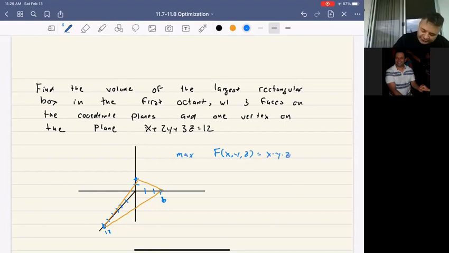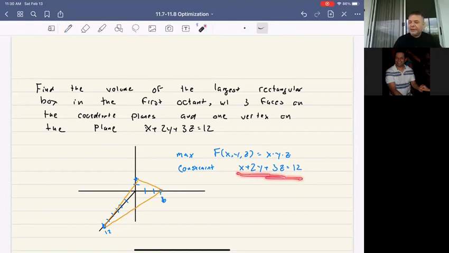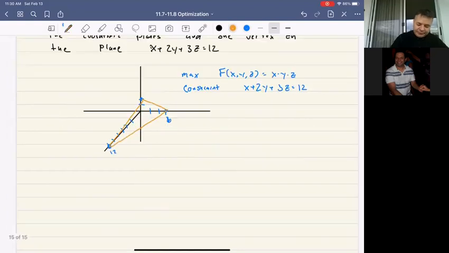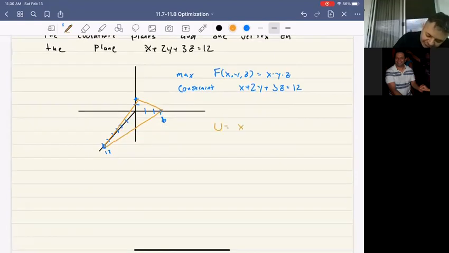And what is our constraint? X plus 2y plus 3z equals 12. Okay, this is not a symmetric problem. All right, this is not symmetric. But what were we going to do? We're going to make it a symmetric problem. So let's let u equal x, v equal 2y, and w equal 3z.